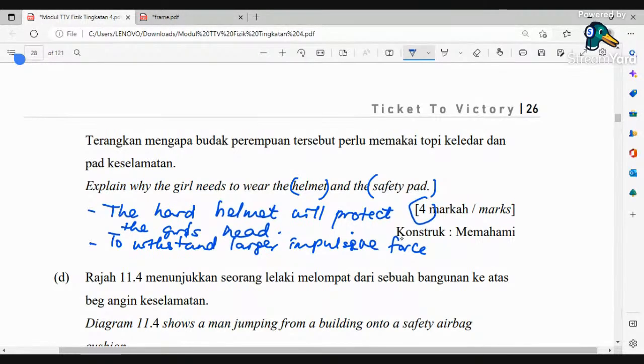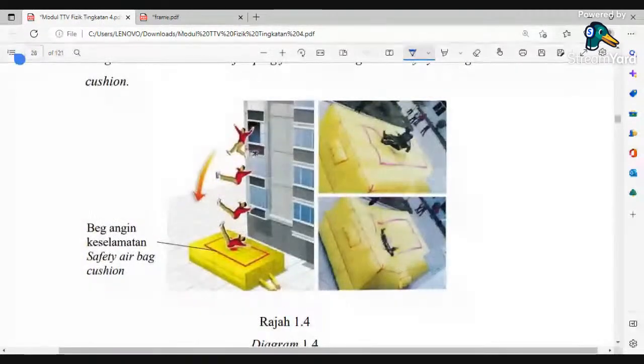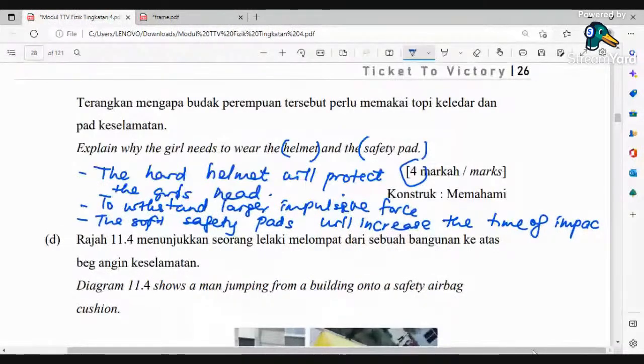Sekarang kita buat safety pad pula. Okay, the safety pad ialah soft. Will increase the time of impact and reduce impulsive force.